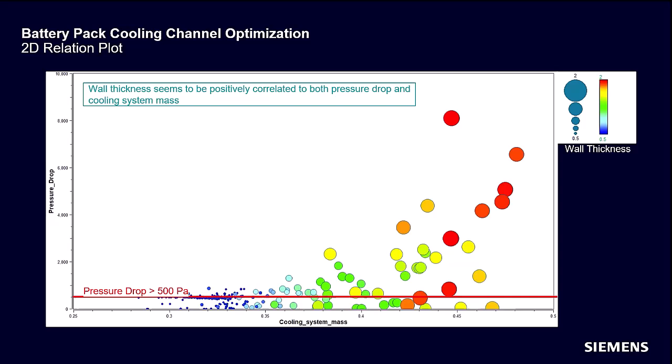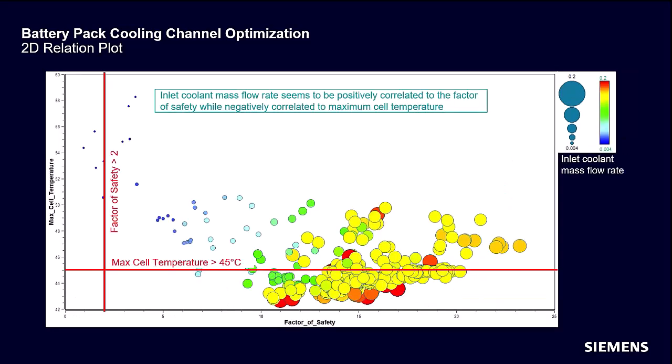This correlation aligns with the principles of physics, as reducing the channel cross-section and volume leads to higher velocities, resulting in greater pressure drop. Similarly, reducing the channel thickness decreases the overall mass of the channel. Similarly, from a 2D relation plot between maximum cell temperature and factor of safety, with the color and size of the bubble representing the inlet coolant mass flow rate values, it is evident that inlet coolant mass flow rate is positively correlated to the factor of safety while negatively correlated to the maximum cell temperature.